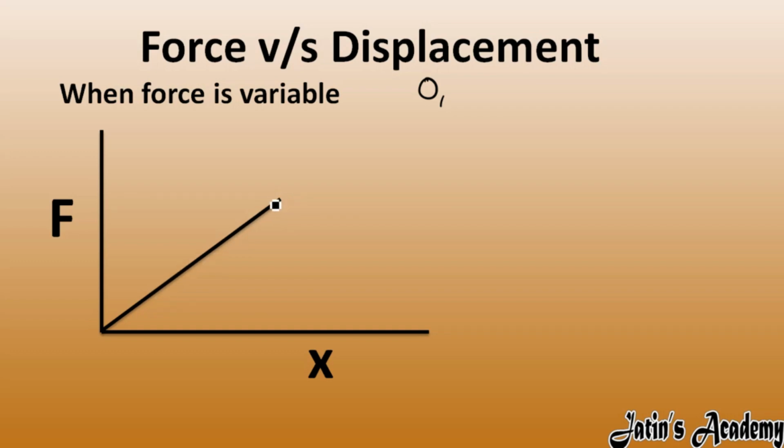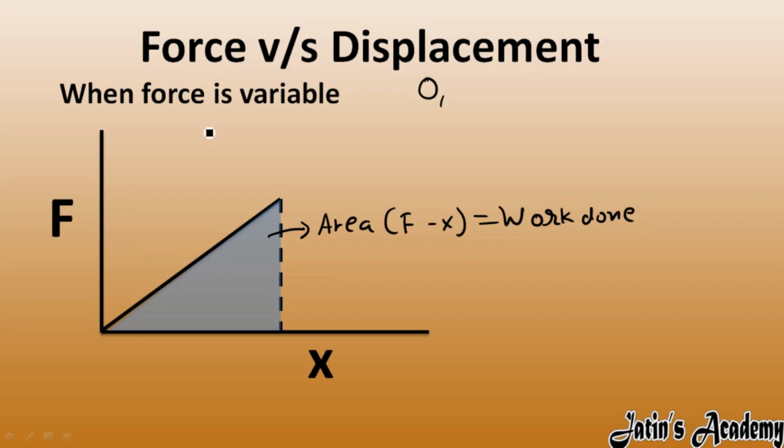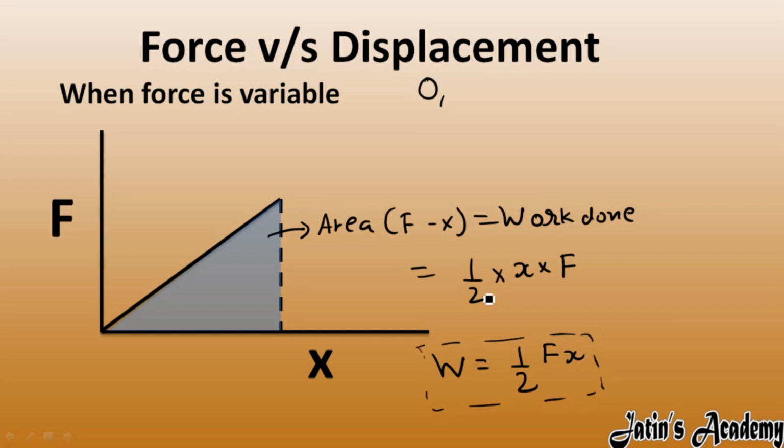Here we have to see one thing: in this graph the area under this curve will give you the value of work done. So the area under the force displacement graph will give you work done. Now I am talking about the case when force is variable. So this area is 1/2 base into height. Base we have displacement, and height we have force. So work done when force is variable is 1 by 2 F into x. This is the formula of work done when force is variable.